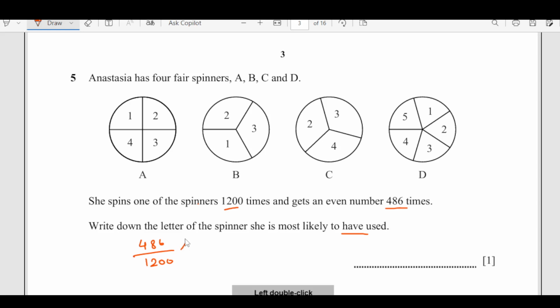So if I multiply this by 100, I get 40.5%. Let us see what we are talking about. She spins one of the spinners 1200 times and gets an even number. So we are talking about even numbers. If you say we have 2 even numbers out of 4, that means the chance is 50%. Here there is only one even number, and there are 3 sections.